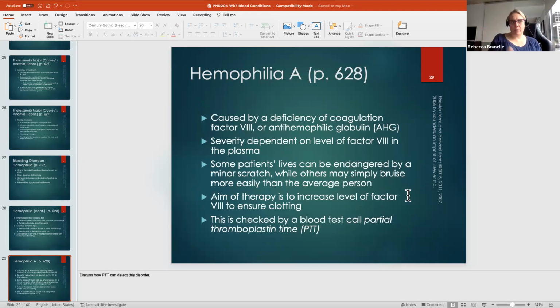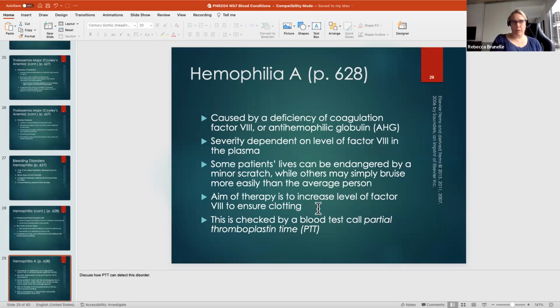They have different names. Hemophilia A is caused by a deficiency of factor 8. Each type has its own associated clotting factor. I said there's a wide range. For some patients, a minor scratch or bumping their arm can become life-threatening, so you really need to know where they fall on that spectrum.